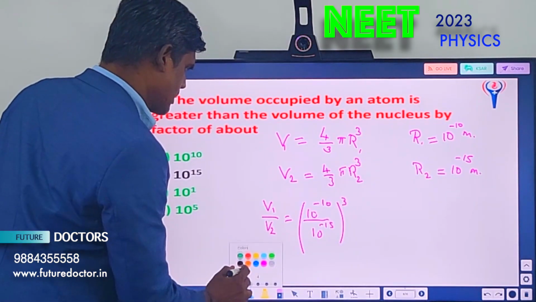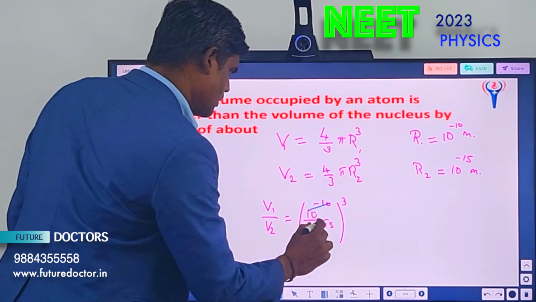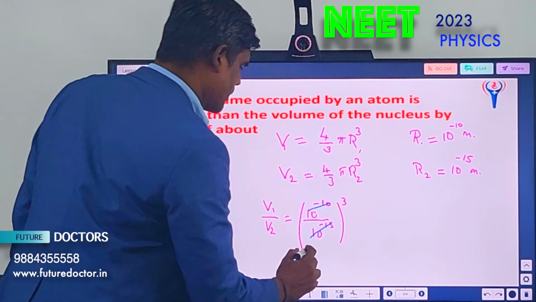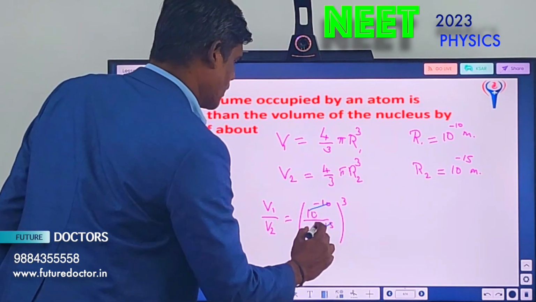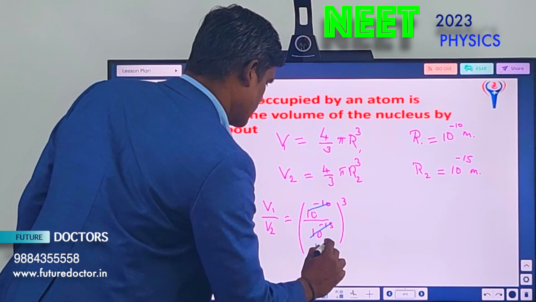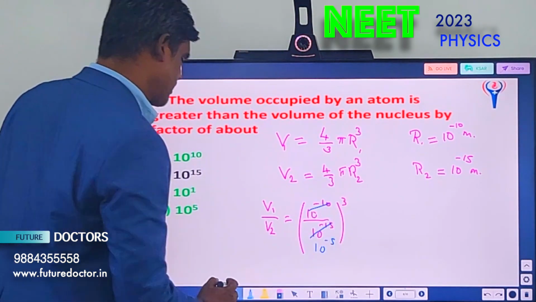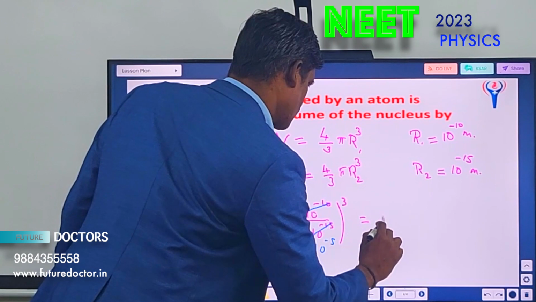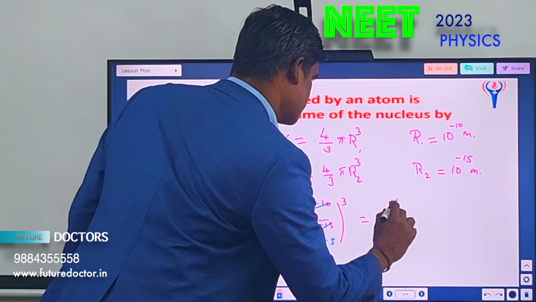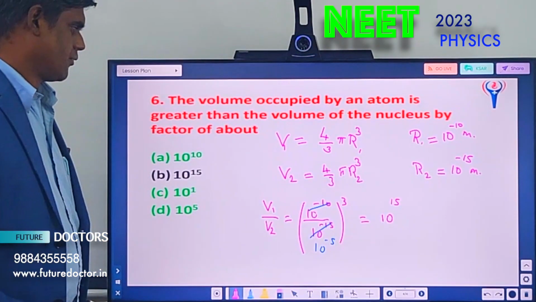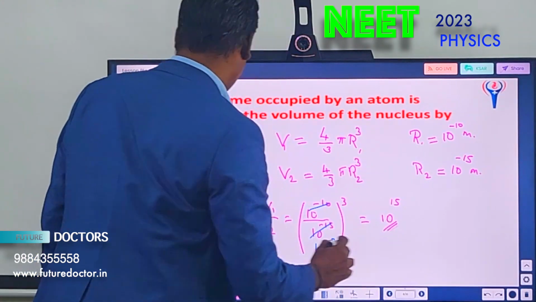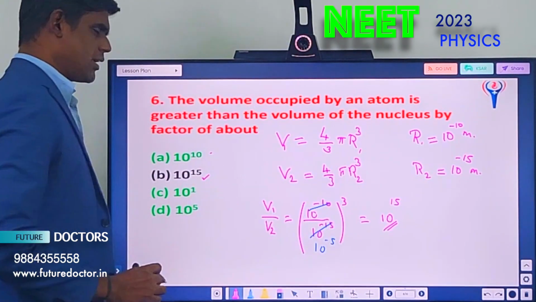If you simplify 10 power minus 10 by 10 power minus 15, you will get 10 power plus 5. So V1 by V2 equals 10 power plus 5 whole power 3, which is 10 power 15. That is option B. Option B is the correct answer.